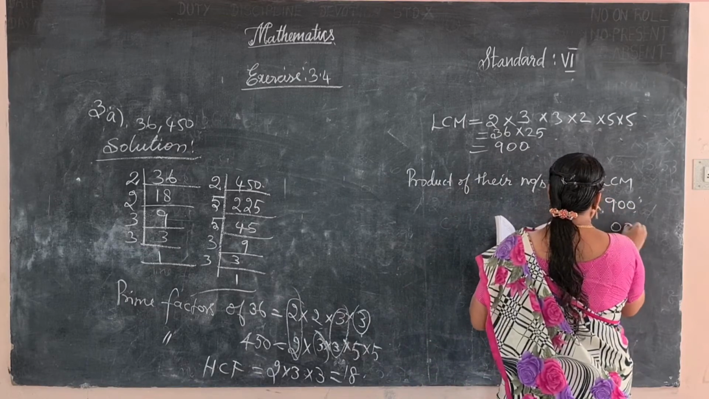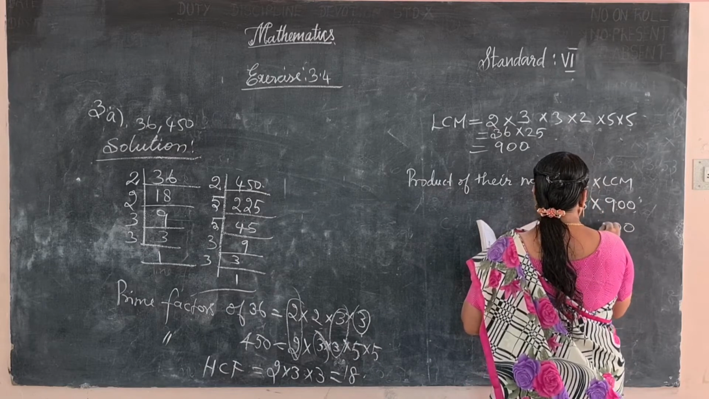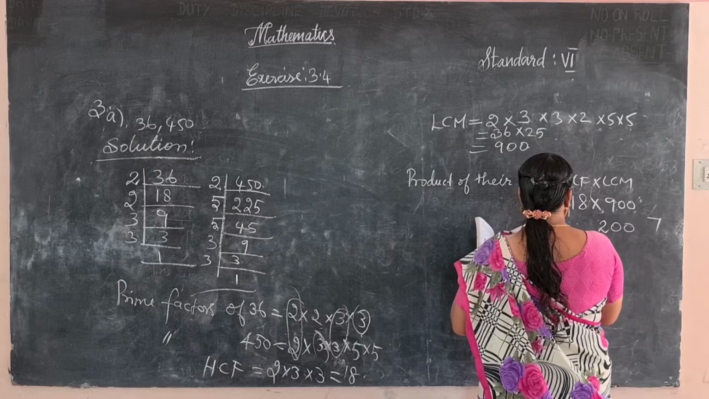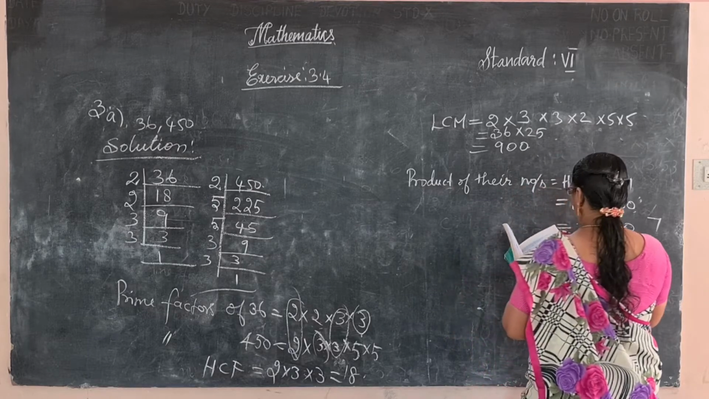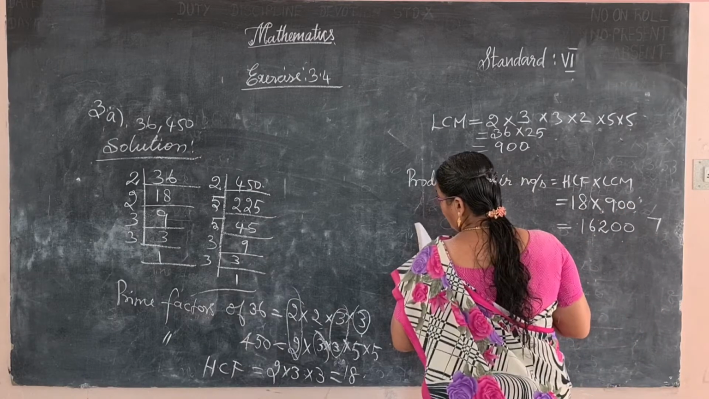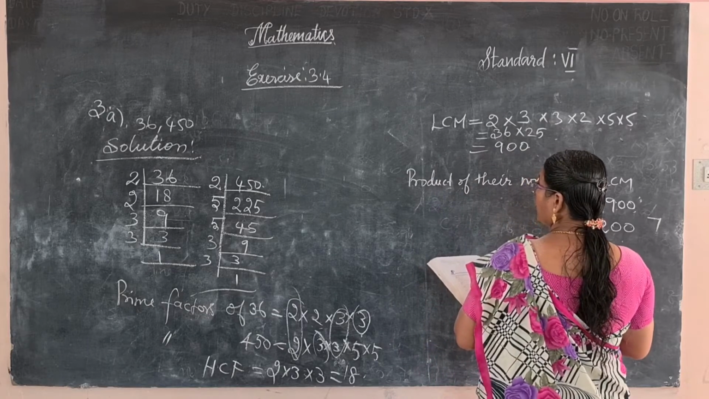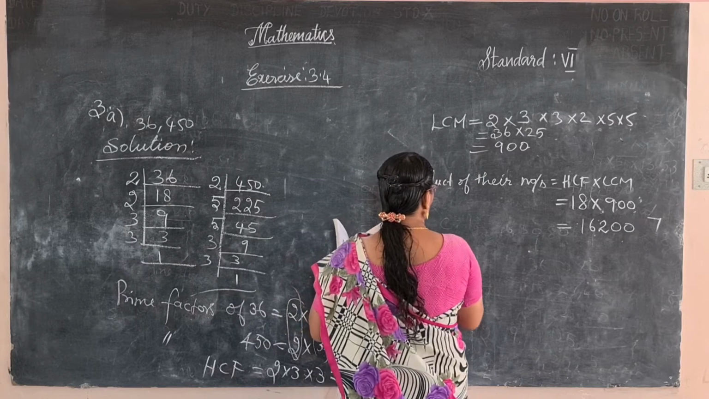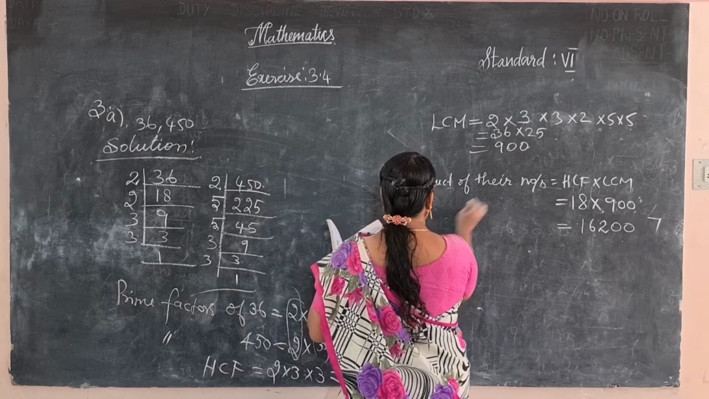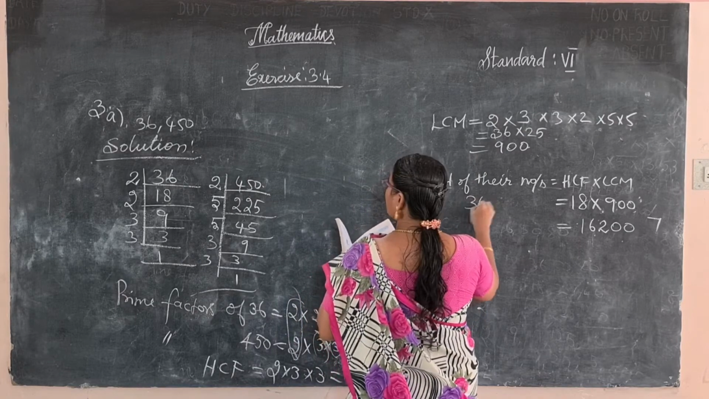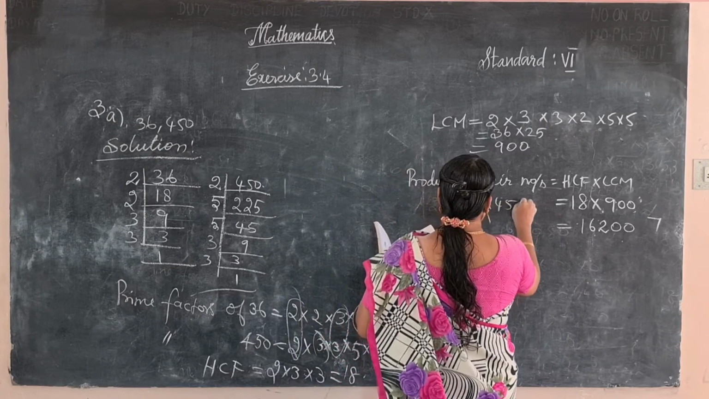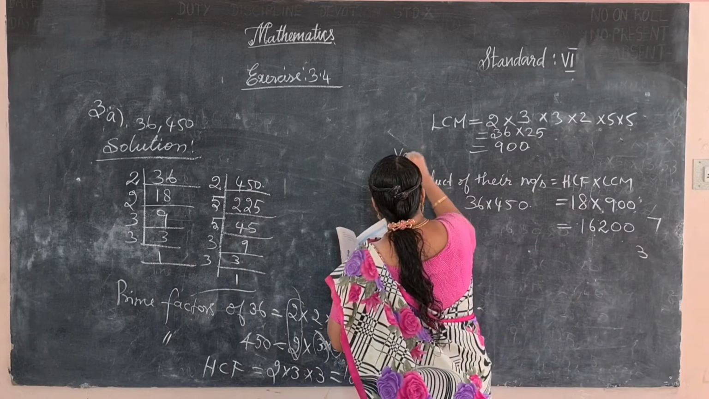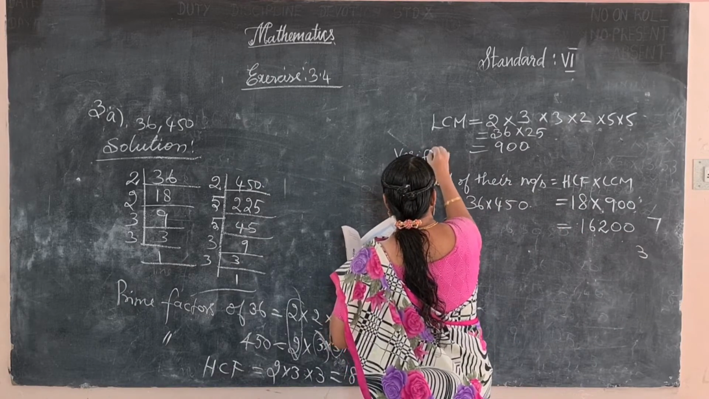So add 2 zeros. 9 8s are 72. 7, 9 plus 7, 16. Okay, so product of the numbers. What is the product of the numbers? Here write the product of the numbers, 36 into 45. Multiply 36. Verification. Here write verification.